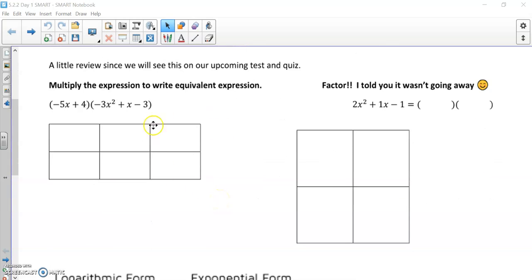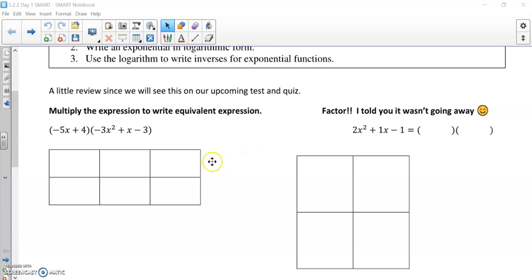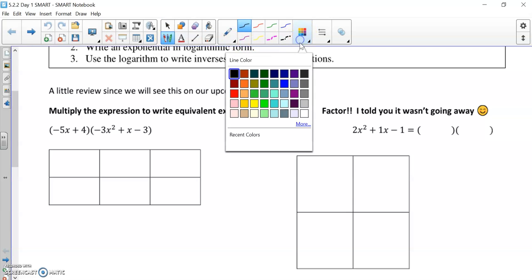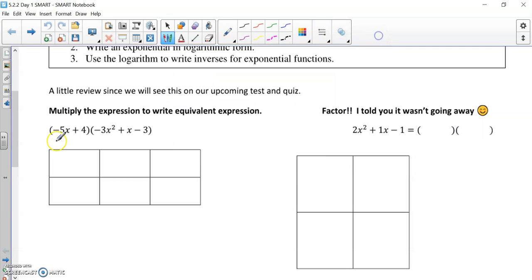Before we do that though, I do want to review some old stuff consisting of multiplying out polynomials and then also factoring, because those topics are going to be on our upcoming test and quiz. So figured I'd go over that with you.